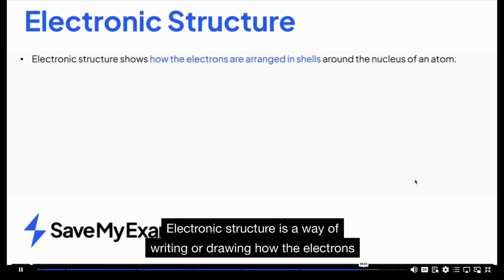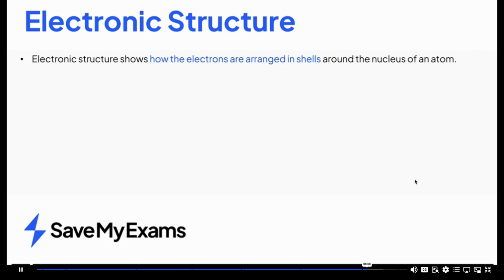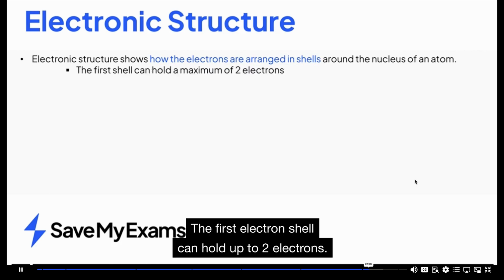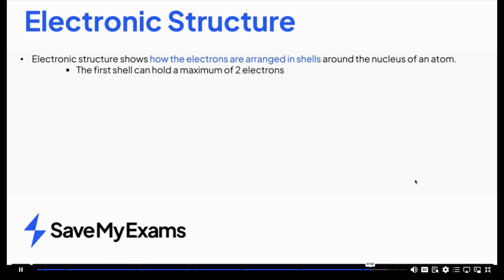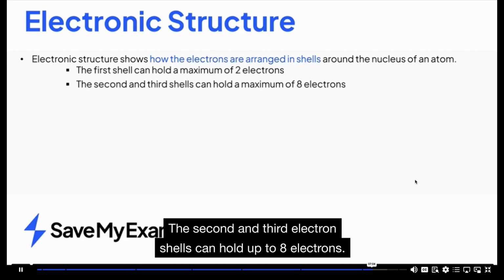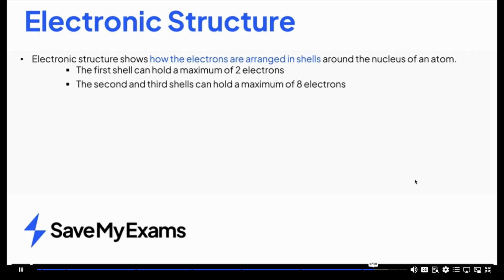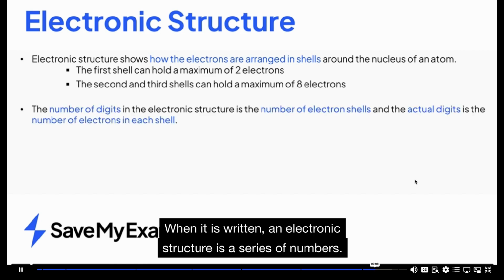Electronic structure is a way of writing or drawing how the electrons are arranged in the shells of an atom. The first electron shell can hold up to 2 electrons. The second and third electron shells can hold up to 8 electrons. When it is written, an electronic structure is a series of numbers.